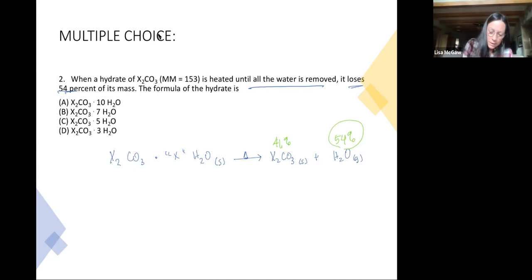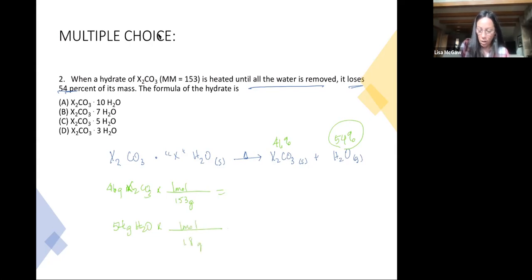So we're just going to say 46 grams of M2CO3 or X2CO3. I guess I'm changing the formula of their crazy formula, right? X2CO3, 1 mole weighs 153 grams. They told me that. I didn't have to go calculate it out anywhere. And then I have 54 grams of water. And I know that water weighs about 18 grams.